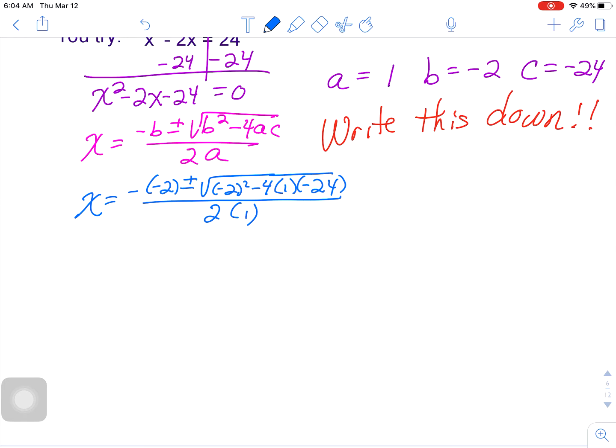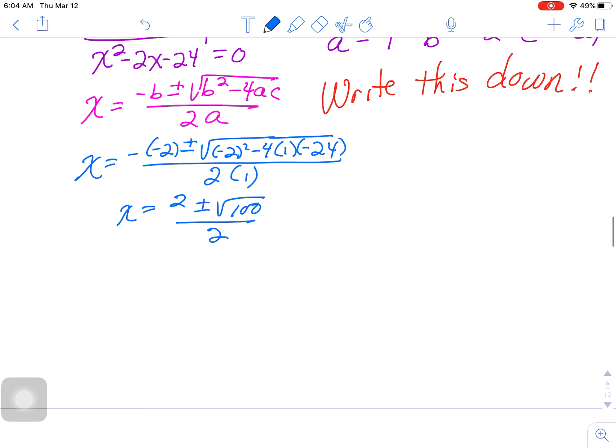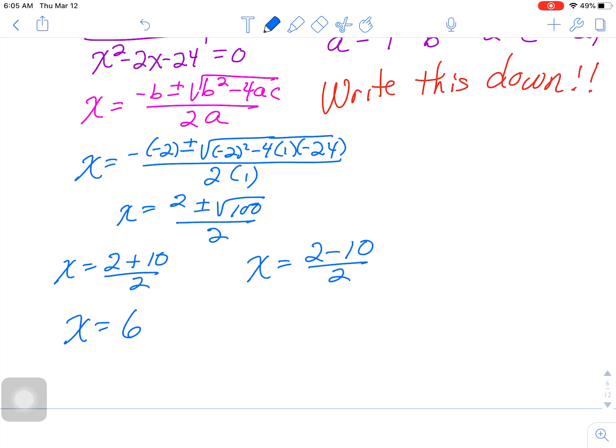Okay? That gives us x is equal to 2 plus or minus the square root of 100 over 2. So if I break it up, I get x is equal to 2 plus 10 over 2. So x is equal to 12 over 2, or 6. And I've got x is equal to 2 minus 10 over 2, or x is equal to negative 8 over 2, and x is equal to, I didn't divide. x is equal to negative 4.